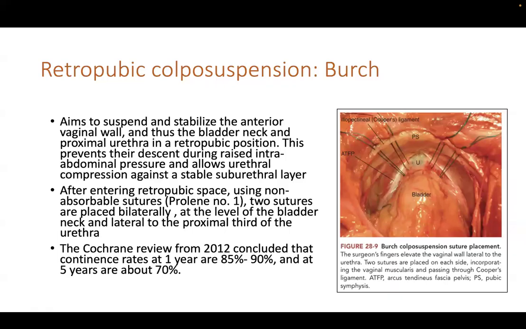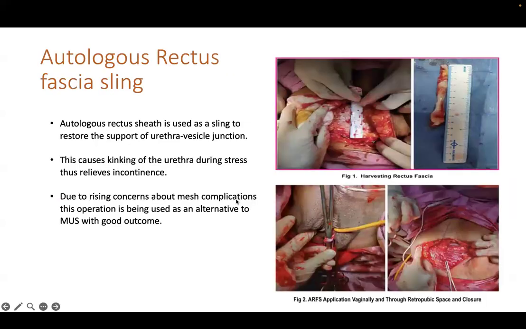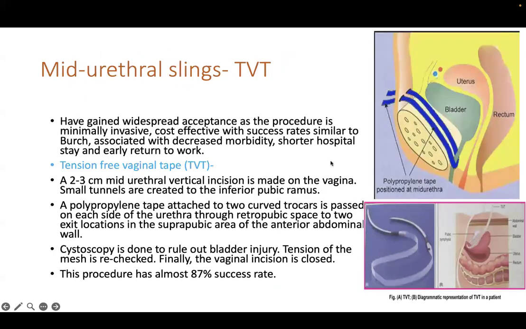So actually, this information is not very important for part 2. I just took this picture for a better understanding. And this is the autologous fascial sling. So what happens here? A sling is used. You can see this next picture, so you can understand. Look here, this is a sling. This is a mesh. What does the mesh do? It goes around the urethra like a sling and elevates the urethra.